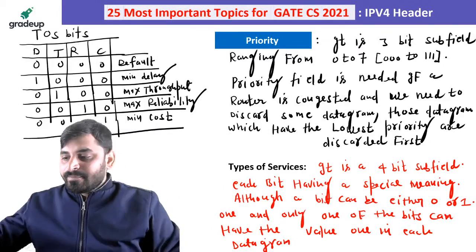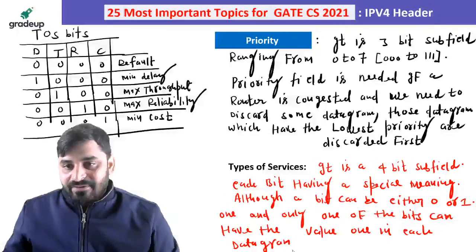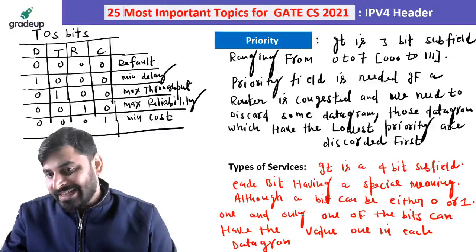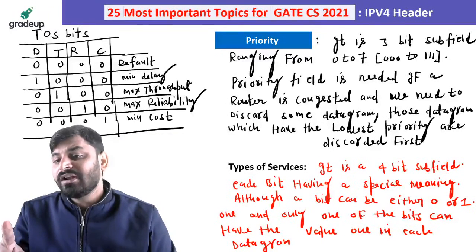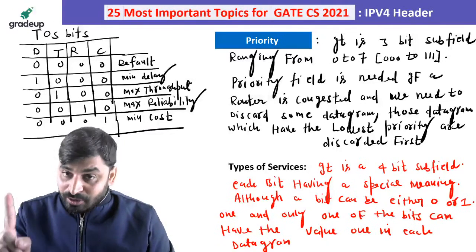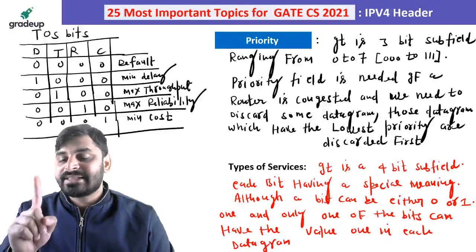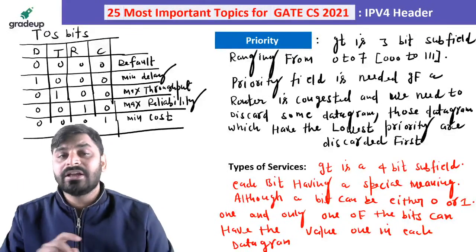It is a 4-bit subfield, each bit having a special meaning. Although a bit can be either 0 or 1, one and only one of the bits can have the value 1 in each datagram. In any datagram, only one field can have the value 1; more than one field cannot have the value 1.